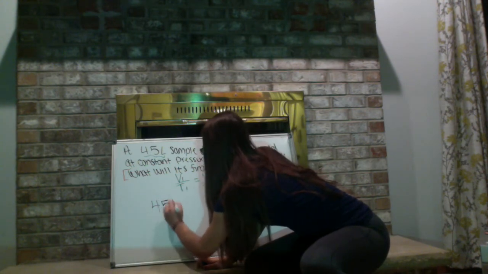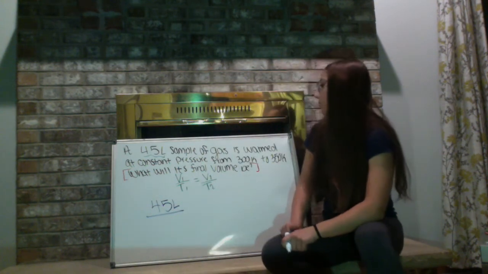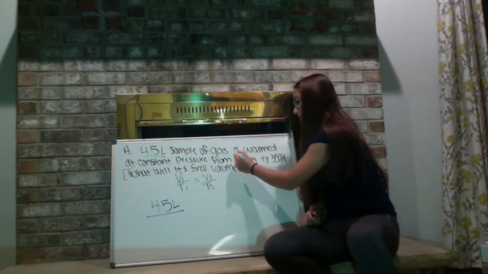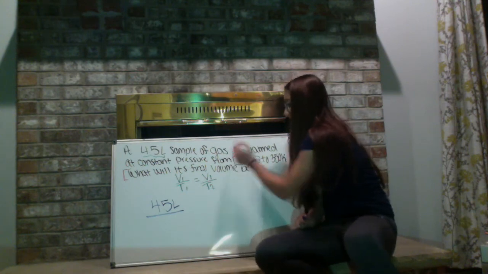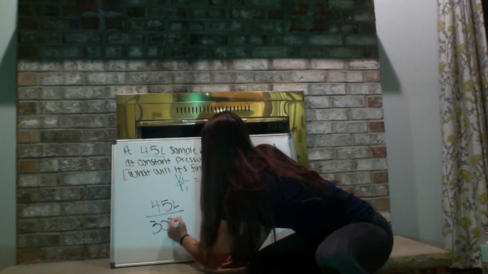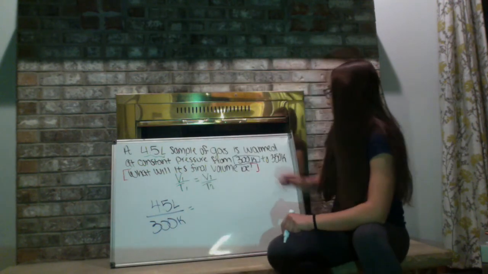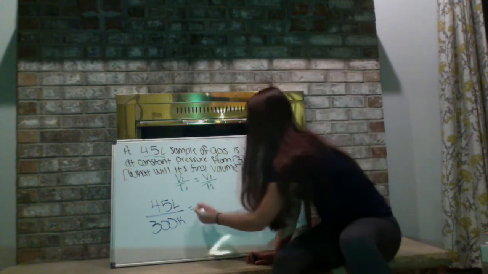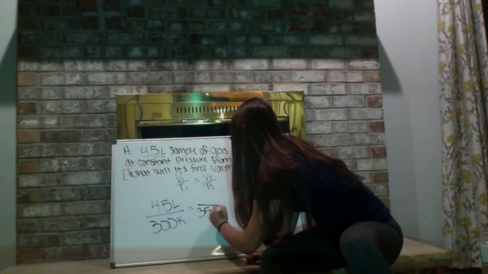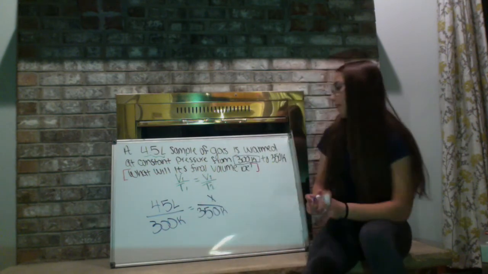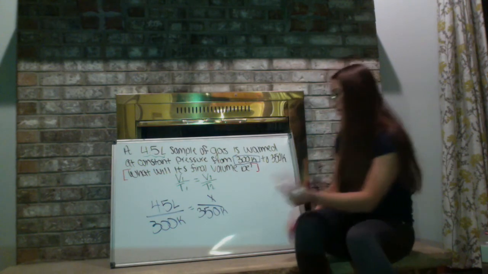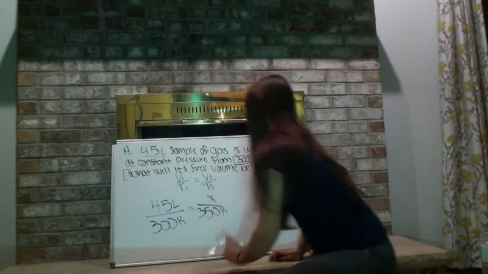So we'll write that. 4.5 liters is warmed at a constant pressure from 300 K. So this would be our T1, our first temperature, to 350 K. So that would be our second temperature, as we will be solving for x because we are finding what its final volume would be, aka V2. So when we do the math, we get everything down.